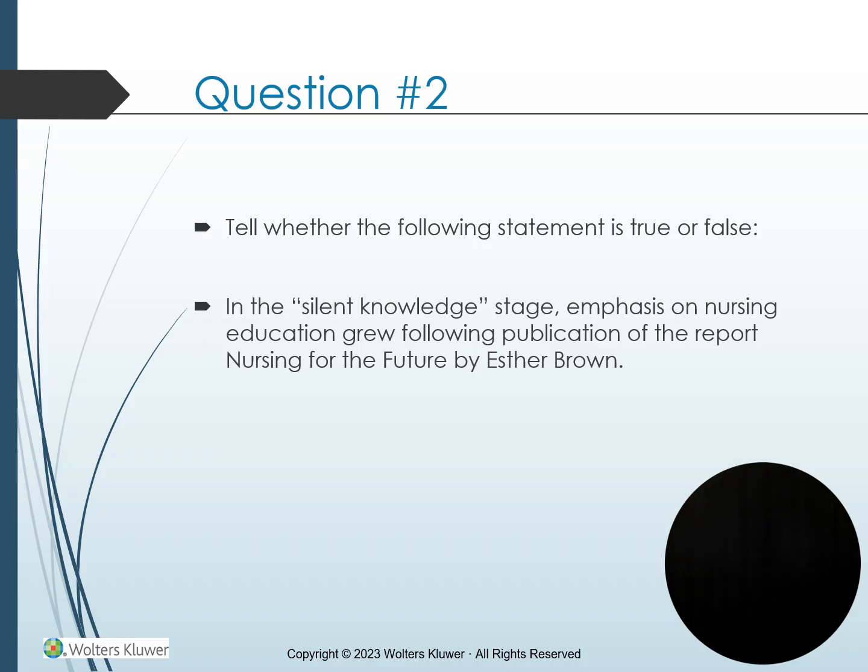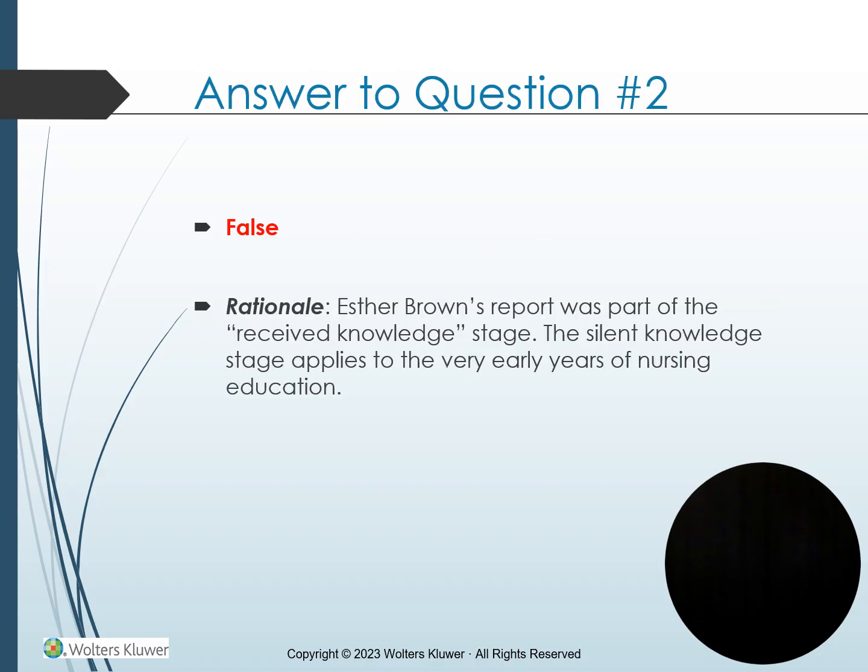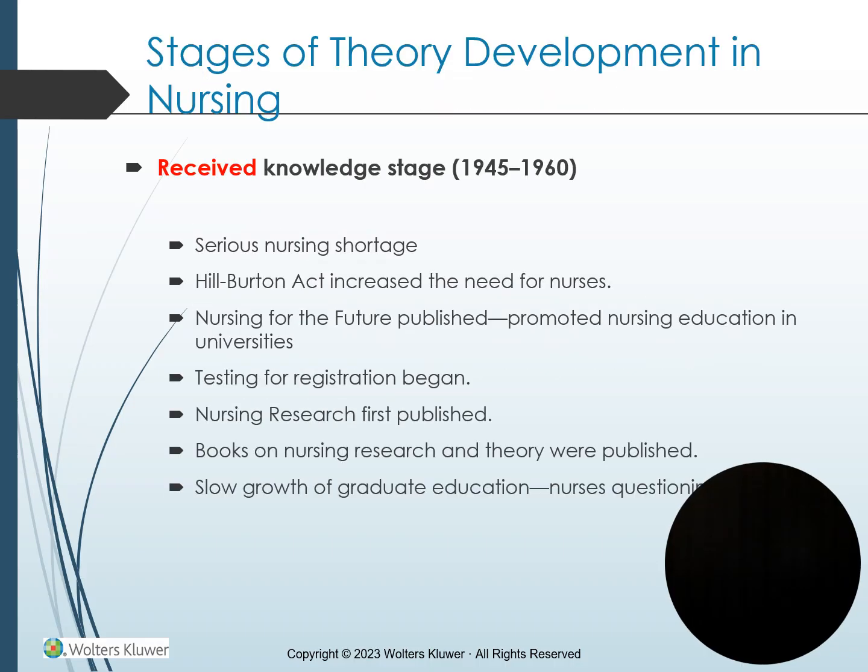So that was considered the silent knowledge stage. Now, let's ask a question. Tell me if this is a true or false statement. In the silent knowledge stage, emphasis on nursing education grew following publication of the report Nursing for the Future by Esther Brown. Is that true or false? I want you to think. The silent knowledge stage was the emphasis on education and publication. We know that's false because the silent knowledge stage was early in nursing education, right? And it was more ambiguous, okay?